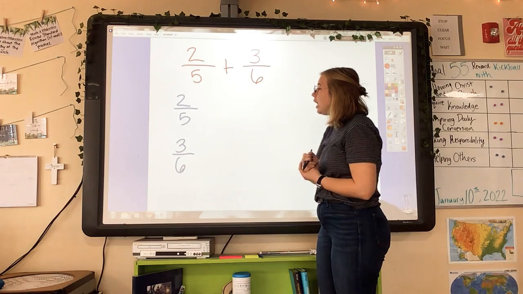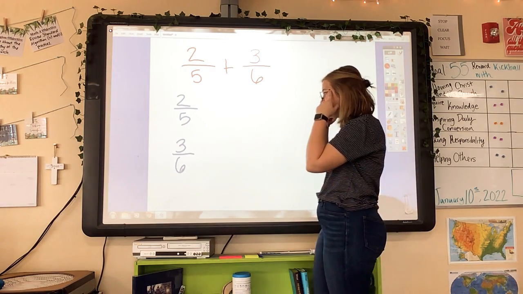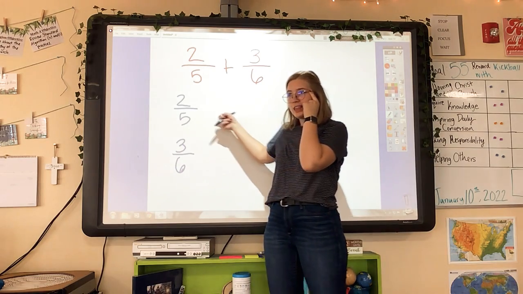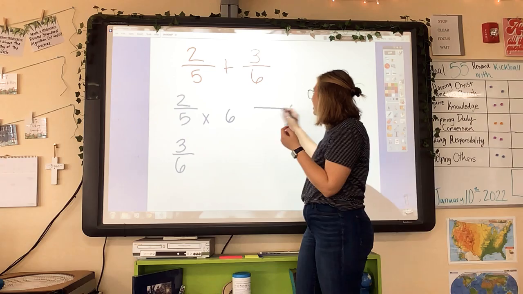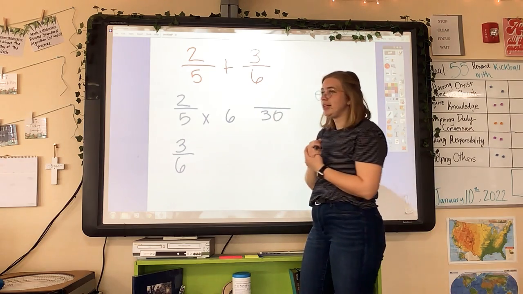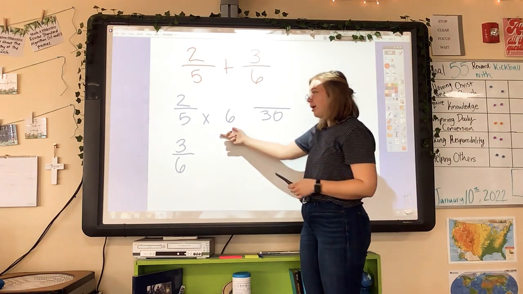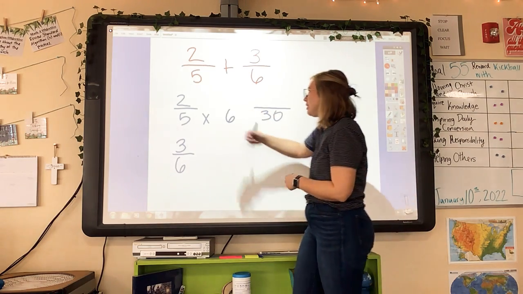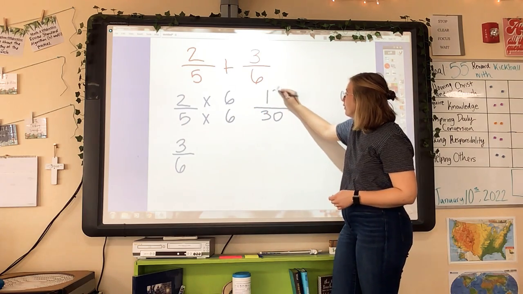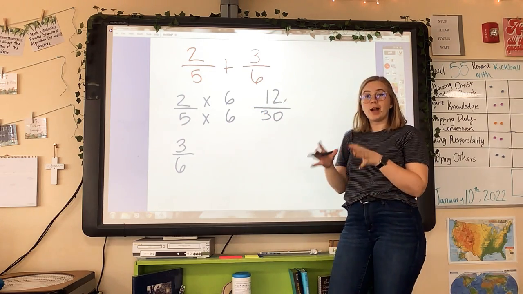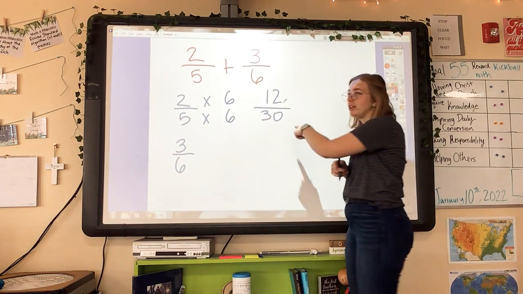We want to change both of the bottom numbers to 30, so we have to think of what we multiply 5 by to get 30, and that's 6. So I'm going to multiply 5 by 6 to get 30 for my new denominator. Whatever I do on the bottom, I do on the top. So if I multiply the bottom by 6, I'm going to multiply the top by 6. 2 times 6 is 12. So my new fraction for 2/5 is now 12/30.